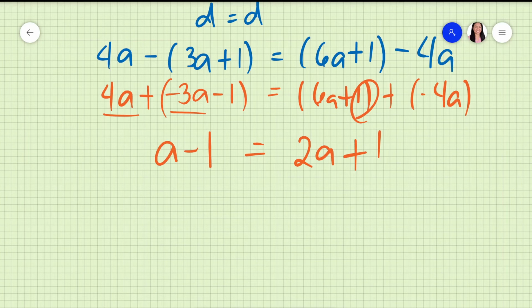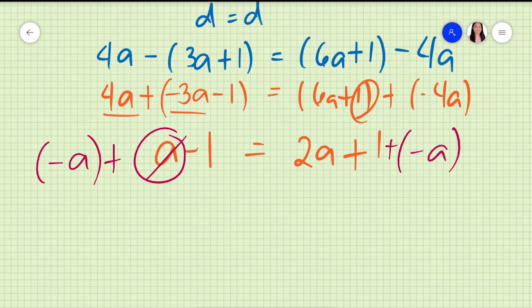To eliminate the variable A on the left side of the equation, we will be using the addition property of equality. We need to add the opposite of positive A on both sides, which is negative A, and it will leave us negative 1. Then copy the other side of the equation or simplify, and it will leave us 2A plus negative A. We have the variable A plus 1.